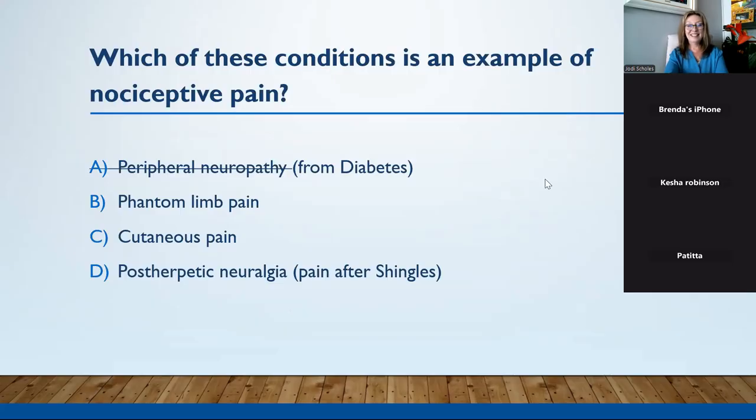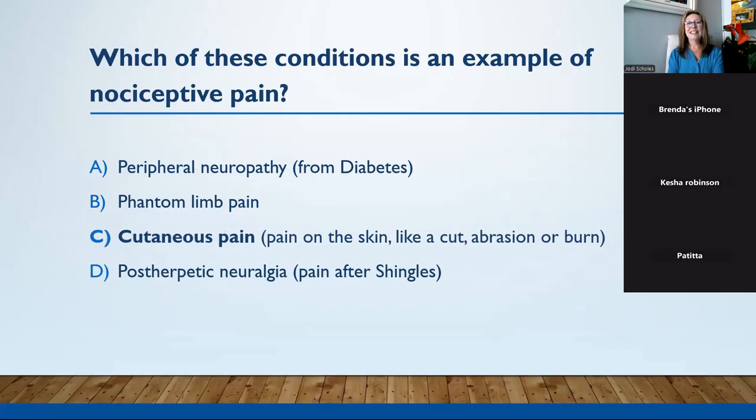Best answer? Letter C. Cutaneous pain. Nociceptive pain is pain in the skin, muscles. This nociceptive pain has two categories, right? Somatic and visceral.